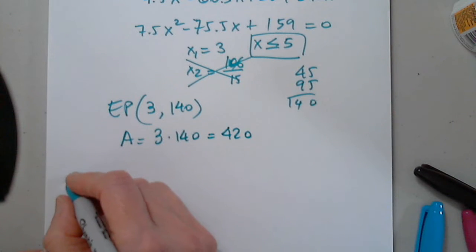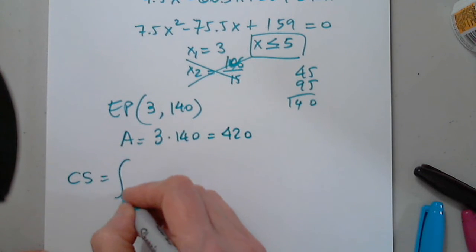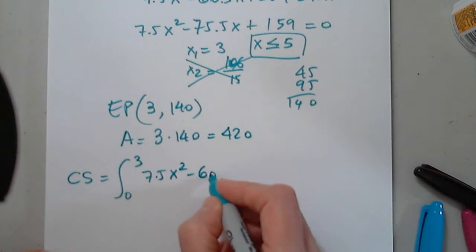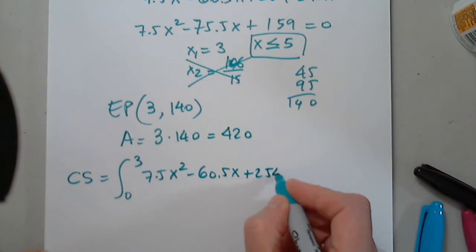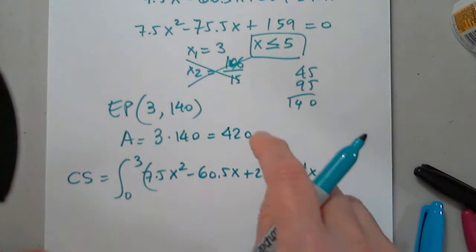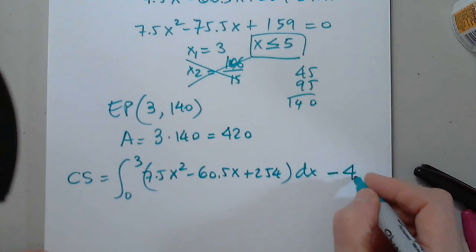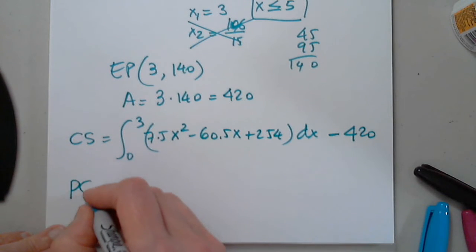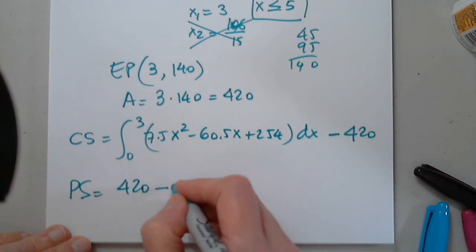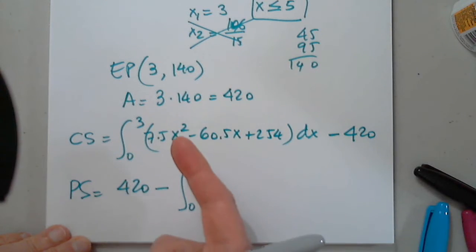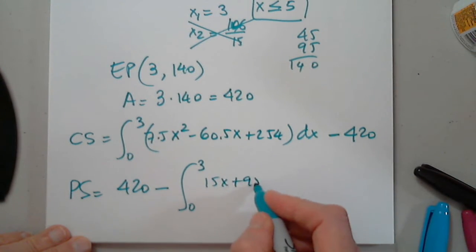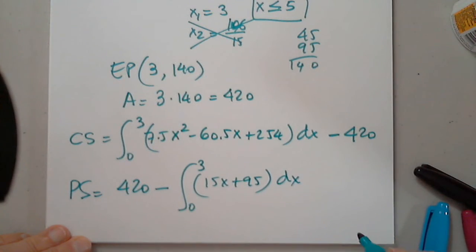So then the consumer surplus will be the integral from 0 to 3 of 7.5x squared minus 60.5x plus 254 dx, minus the area. And the producer surplus will be the area minus the integral from 0 to 3 of the other function, the supply function, plus 95 dx.